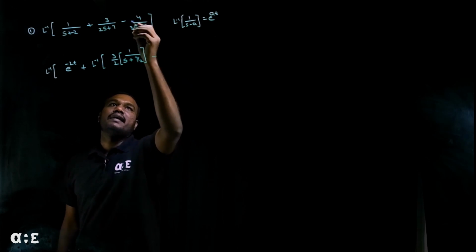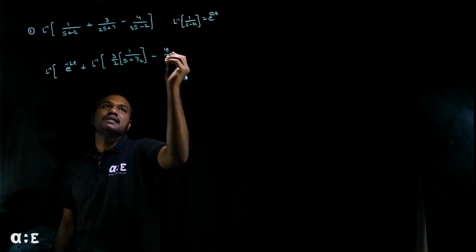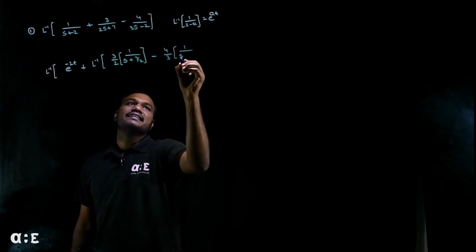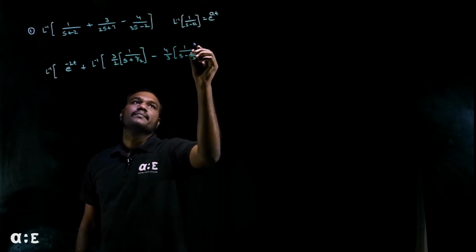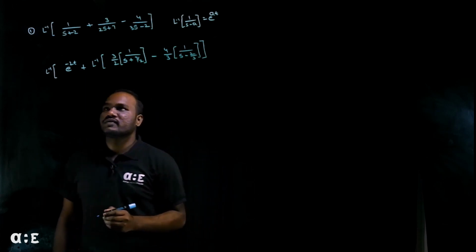So minus, again 4 I need to take common, and 3 also I will take common. So I'll be left with 1 over s minus 2 by 3. Is that good? Now we will try to find the Laplace inverse of that.